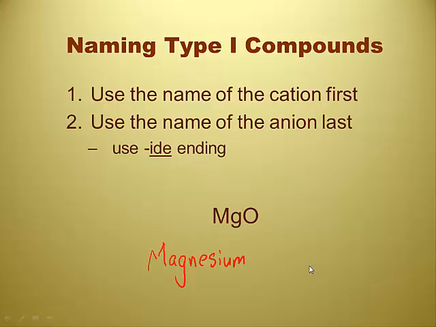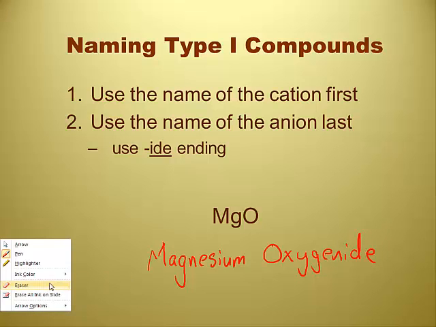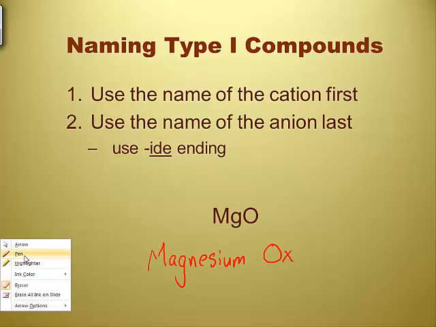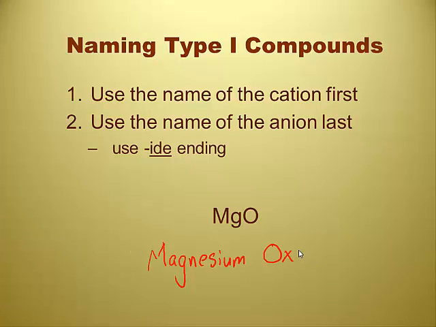Magnesium. So the cation is listed first, and then the oxygen is the nonmetal, but it gets an IDE ending. So I'd say oxygenide? That sounds silly. That doesn't sound easy to say either. I don't want to say oxygenide. Say that 10 times quickly. How about oxide? Magnesium oxide? O-X-I-D-E. That sounds good. Let's take out the "gen," because otherwise it's oxygenide, which would be hard to say.